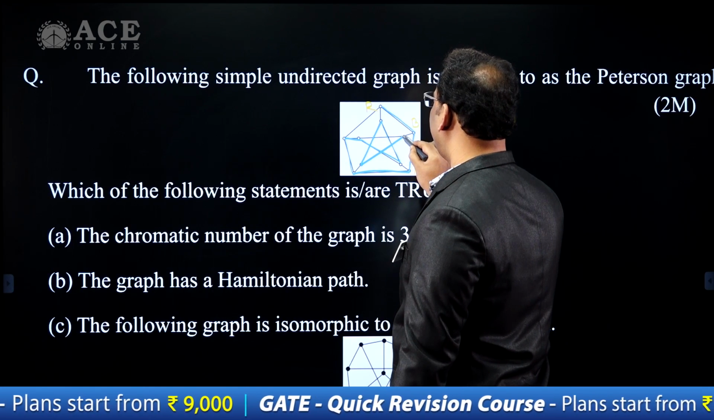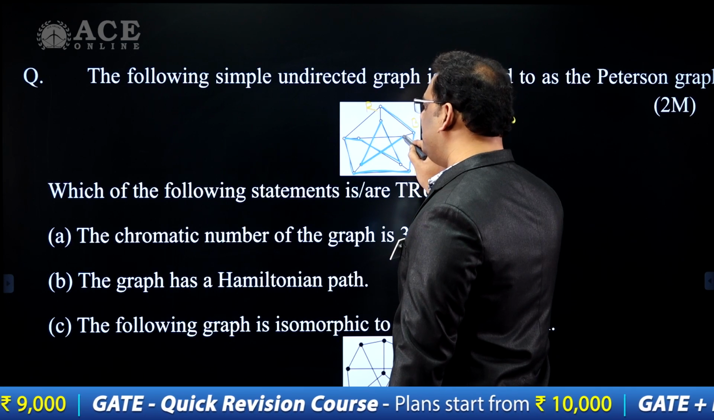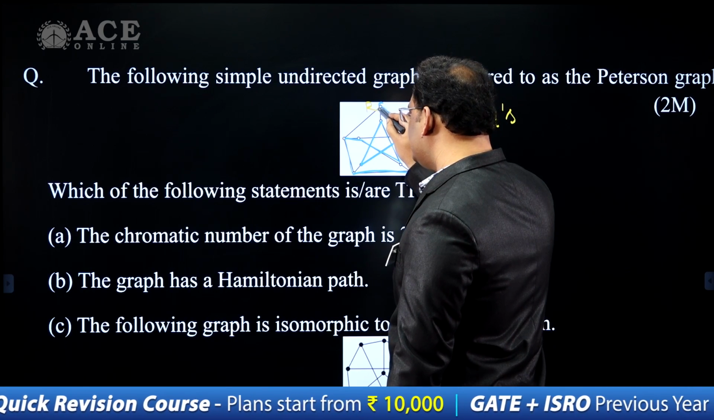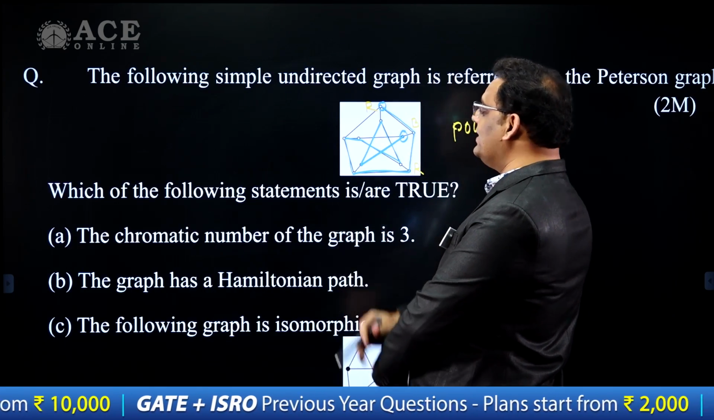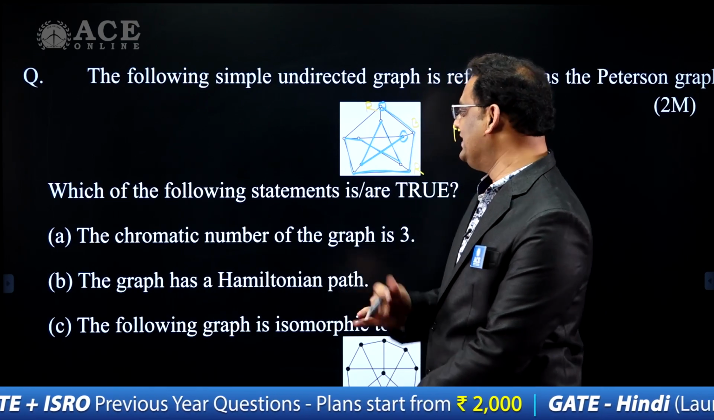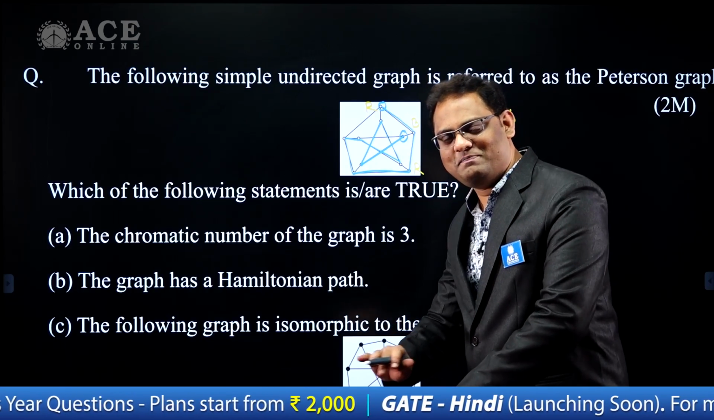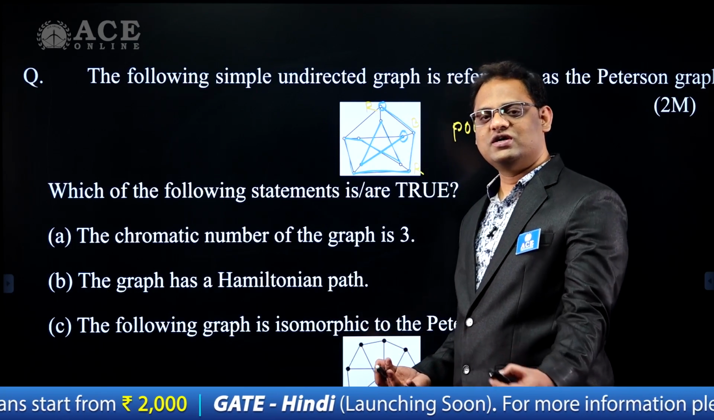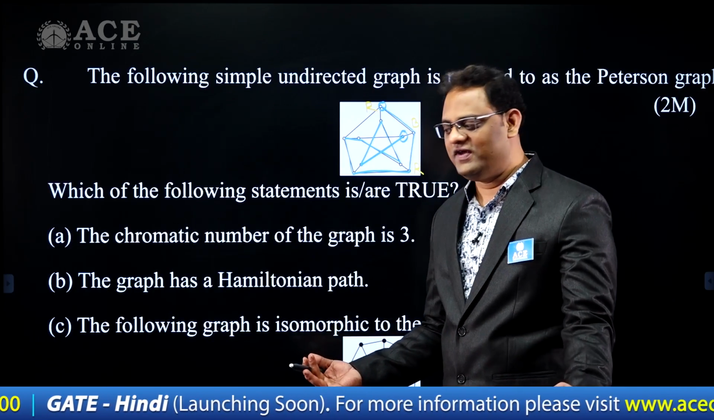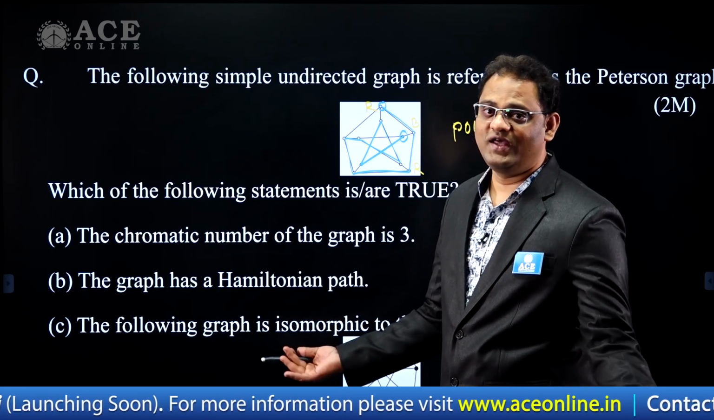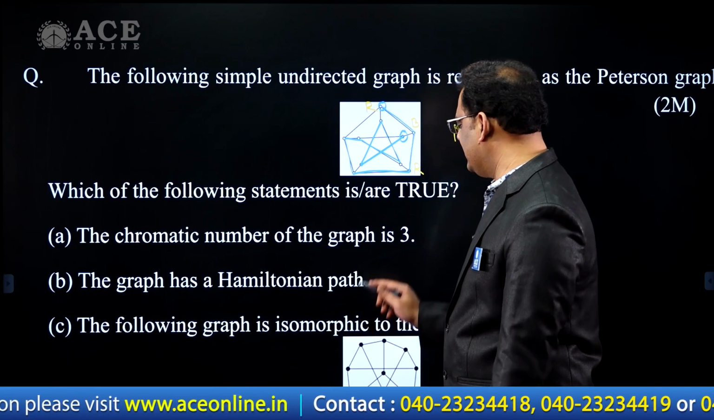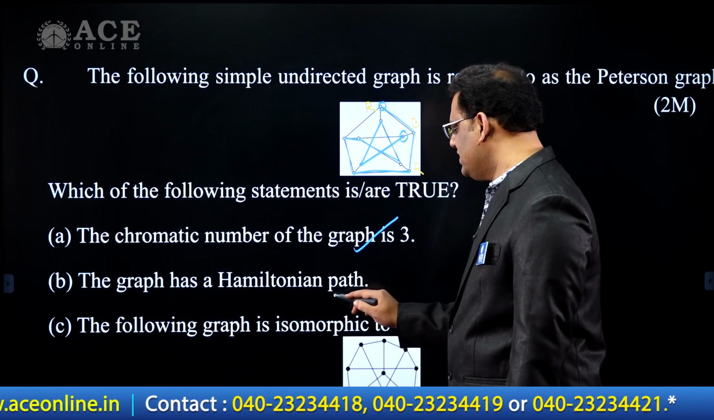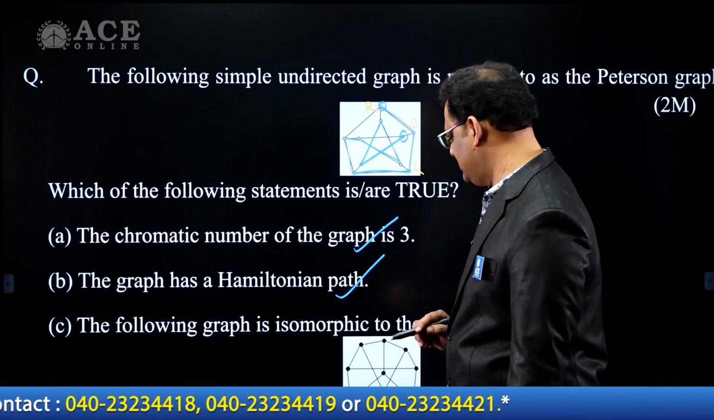You can cover all vertices, but you started at this vertex and ended at this vertex. There is no cycle. A Hamiltonian cycle is not possible, but a Hamiltonian path, the path which covers all vertices of the given graph without repetition of any vertex, that is possible, my dear. Hamiltonian path, the first statement is correct and the second one is also correct.